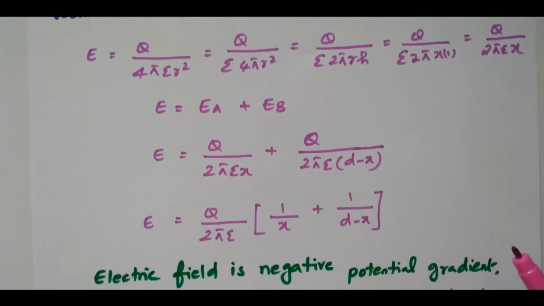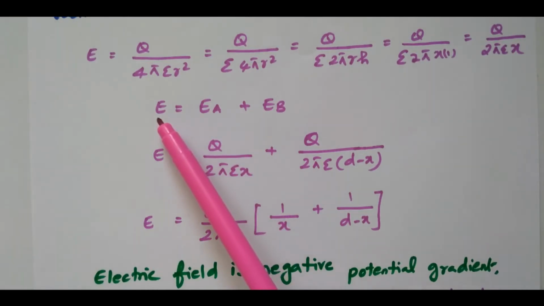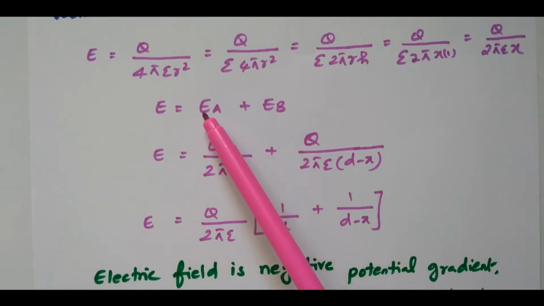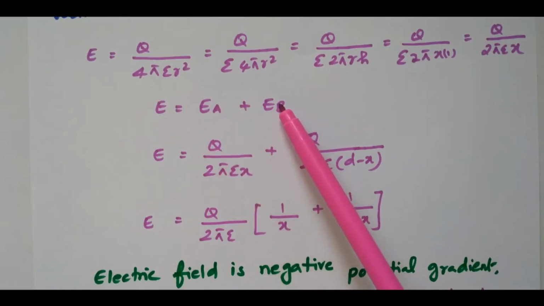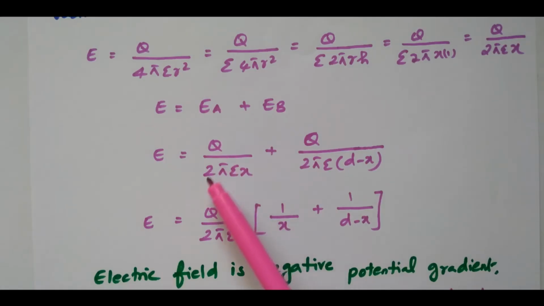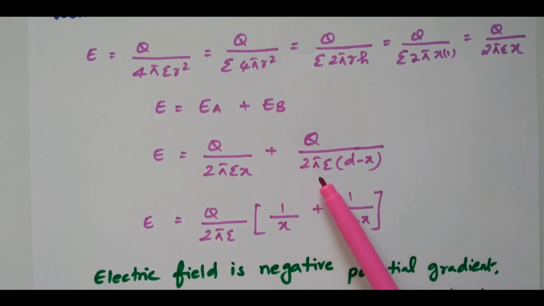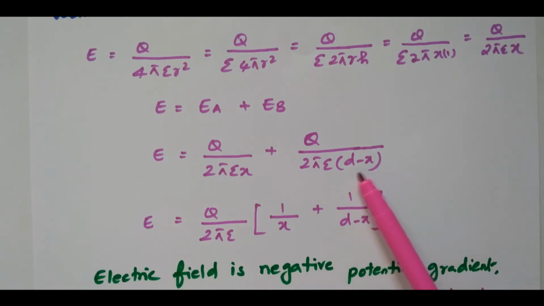Now we have the two electric fields available. So the total electric field equals EA plus EB, the electric field due to conductor A plus the electric field due to conductor B. That is Q divided by 2 pi epsilon x, which is available here. For conductor B, it is Q divided by 2 pi epsilon into d minus x, because the distance between conductor B and point P is d minus x. So conductor A is located at a distance x meter, and conductor B at a distance d minus x.